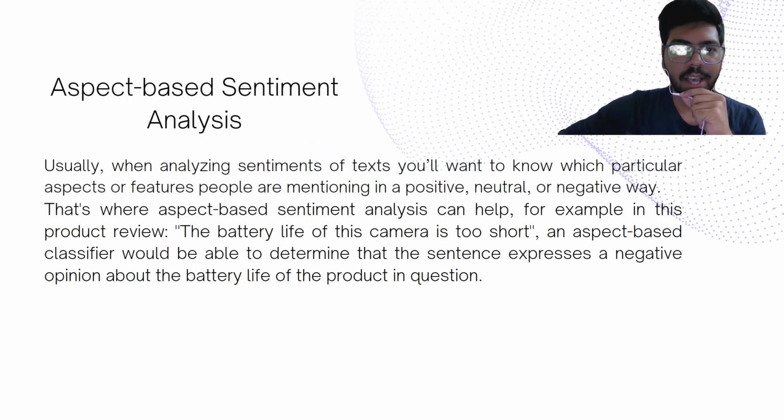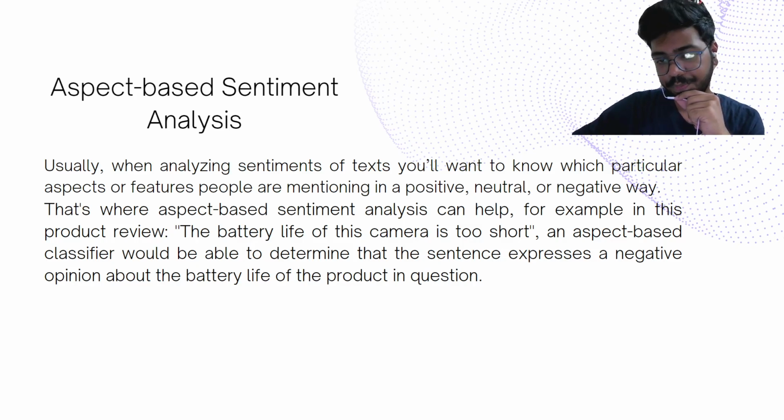The third one is aspect based sentiment analysis. Usually, when analyzing sentiments of text, you will want to know which particular aspects or features people are mentioning in a positive, neutral, or negative way. That's where aspect based sentiment analysis can help. For example, in this product review, the battery life of a camera is too short. An aspect based classifier would be able to determine whether the sentence expresses a negative opinion or a positive opinion about the battery life of the product in question. In this case, it's a negative opinion.